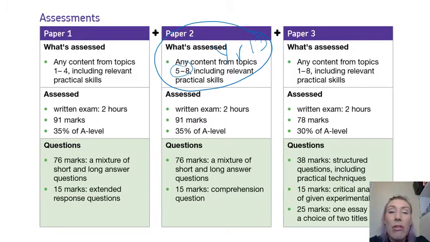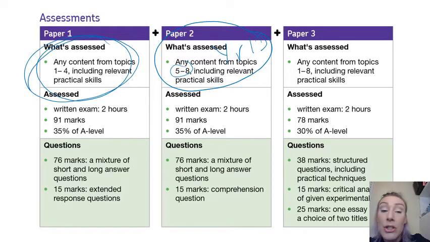So, incredibly interesting topics. And we can only do that because we've done all that graft, that hard work, getting in that foundation knowledge in year 12. So we're going to build on that, introducing new topics and new content, and we're going to have to commit that to memory in the same way we have been doing with our year 12 content.